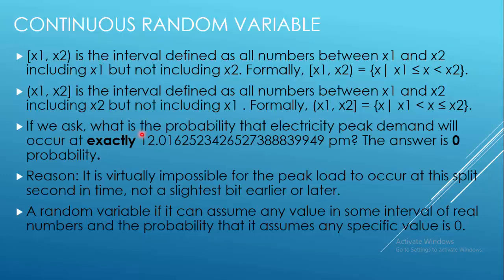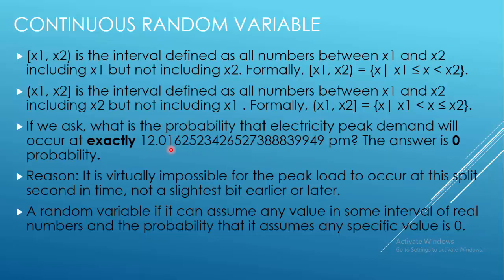Now if we ask what is the probability that electricity peak demand will occur at exactly 12.01, and I'm not going to read the whole number up to 49 p.m., the answer is 0 probability. The reason is that it is virtually impossible for the peak load to occur at this split second in time, not a slightest bit earlier or later, because here we are talking about a very precise time. So when we are talking about real values, we cannot predict the future value exactly, because the real value itself goes to infinity.